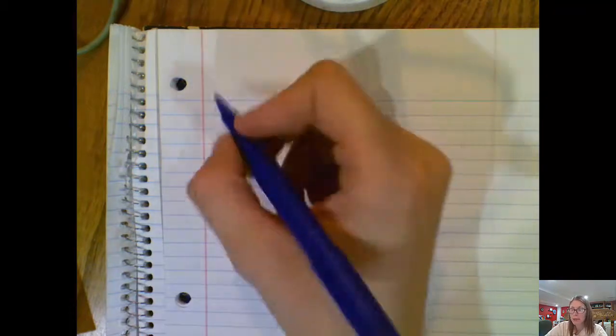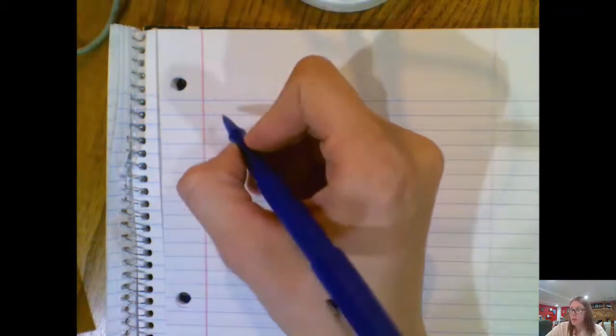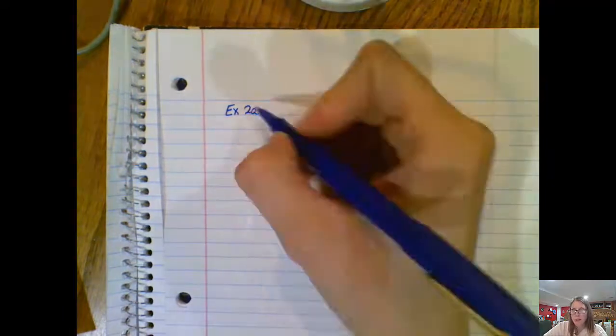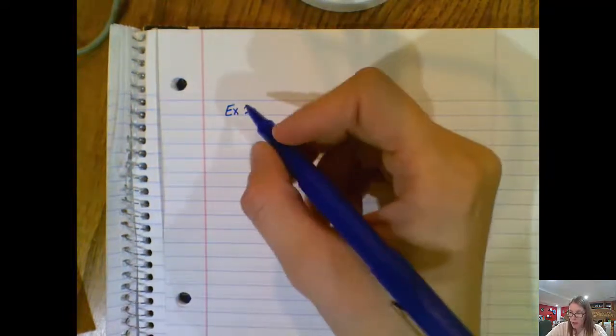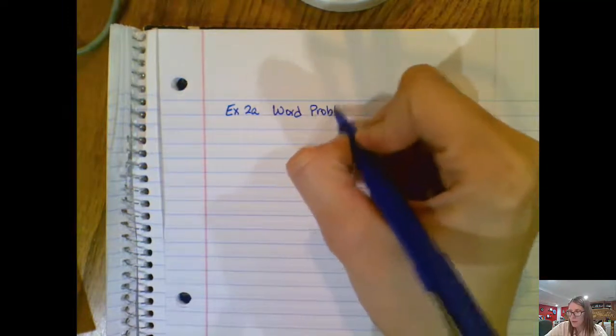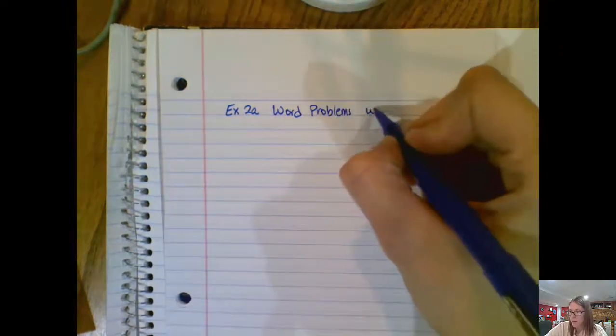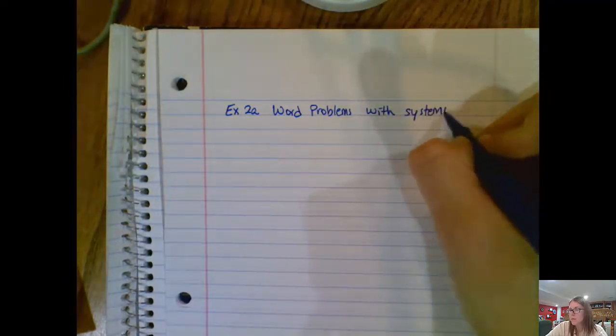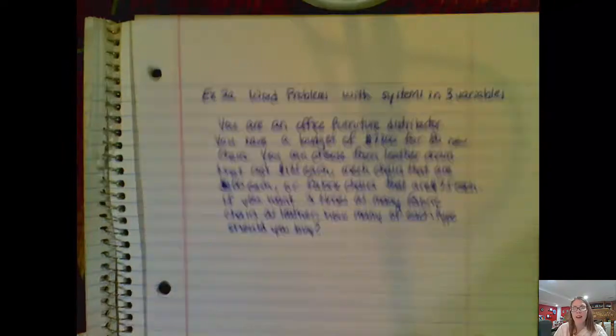Yesterday, or in our last set of videos, we saw how to solve a system of equations in three variables and what that means. Today, we are going to work with word problems involving systems of equations with three variables. So I'm going to call this example 2a. We did example 1 when we were solving word problems with systems in three variables. All right, lots of words here.